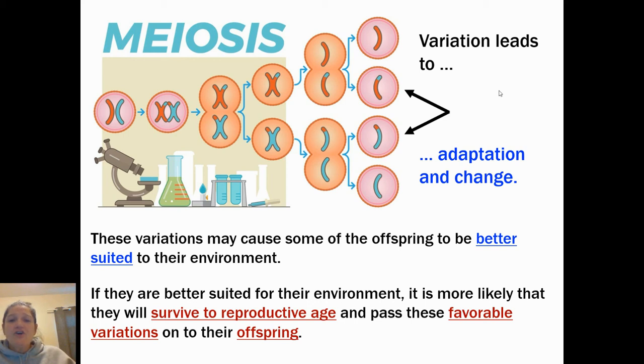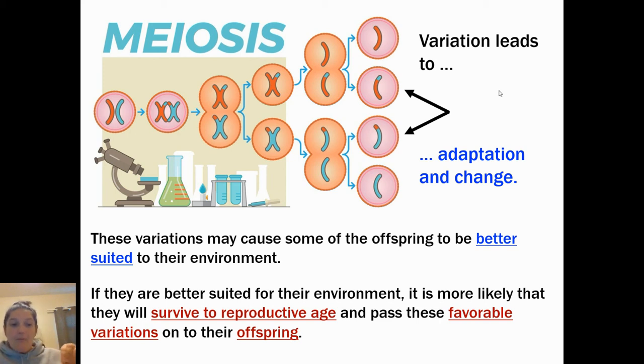Variation, these variations lead to adaptation and change. These variations cause some of the offspring to be better suited to the environment. So this means that they are more likely to survive to a reproductive age. And if they survive to the reproductive age, they are more likely to pass these variations down to their offspring. Ladies and gentlemen, these tiny, tiny, itty bitty variations over time is how evolution happens.